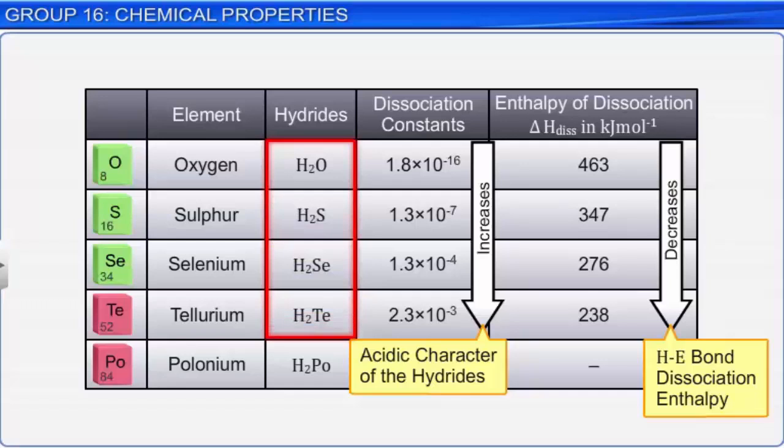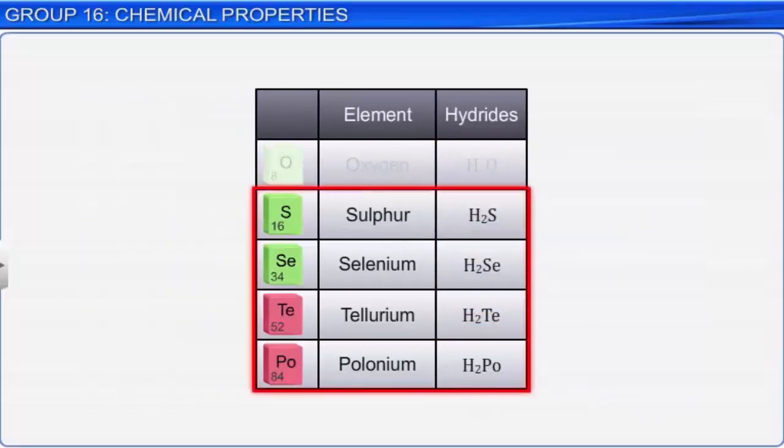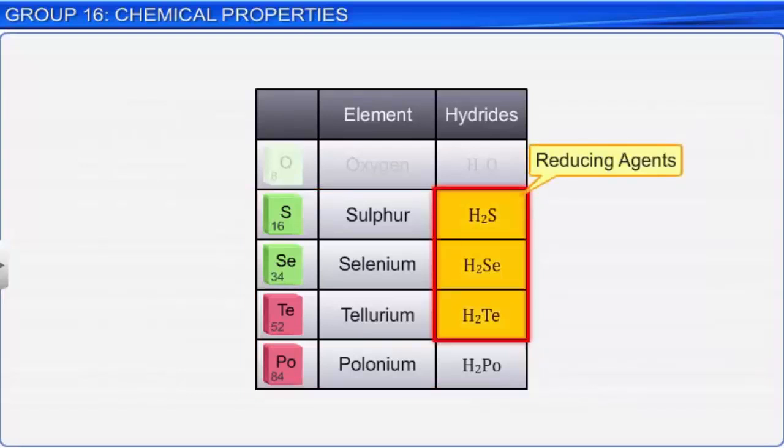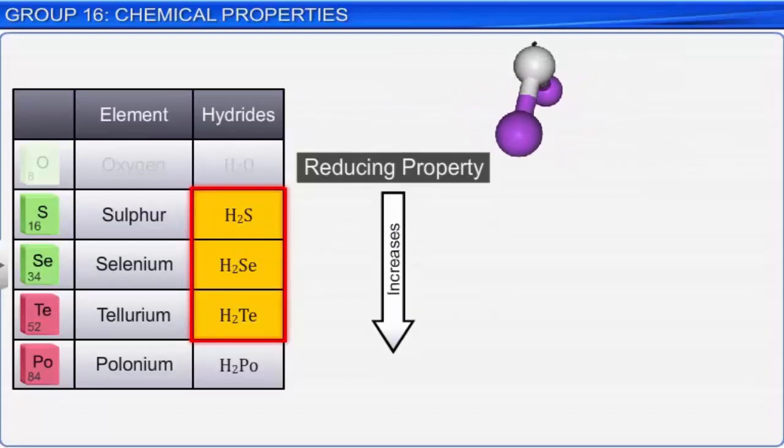Except for water, all the other hydrides act as reducing agents. The reducing property of these hydrides increases from H2S to H2Te. This is again due to the decrease in their thermal stability from H2S to H2Te.